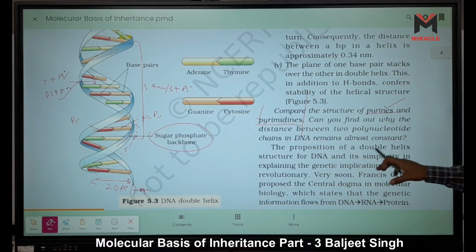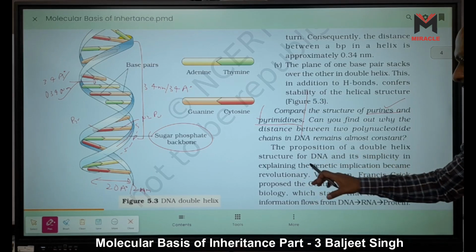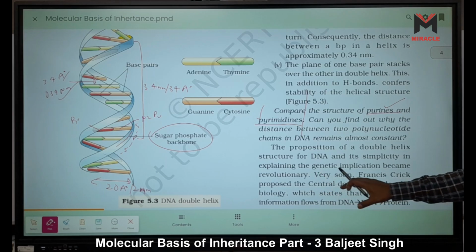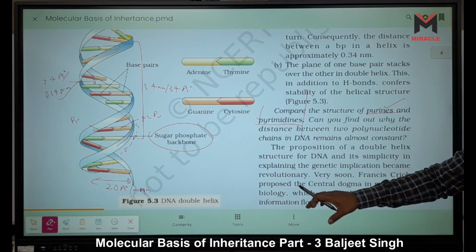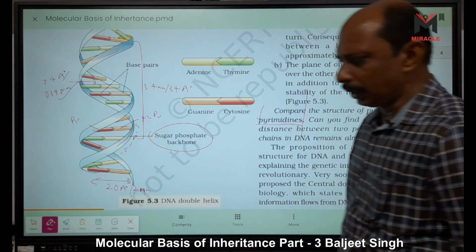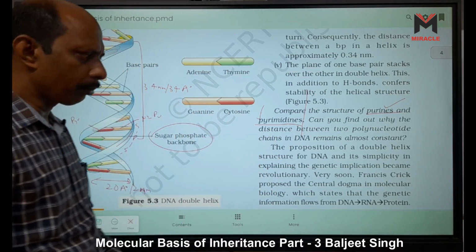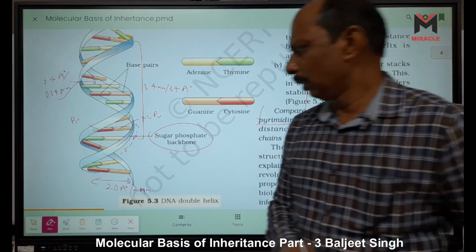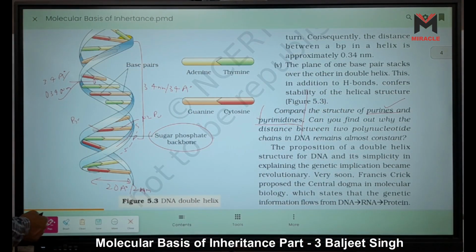The proposition of the double helix structure for DNA and its simplicity in explaining the genetic implications became revolutionary, right? Very soon, Francis Crick, the scientist, proposed the central dogma in molecular biology. Dogma means the central idea of molecular biology. Molecular biology means how life continues on the earth. We understand here. What does the central dogma of biology mean?